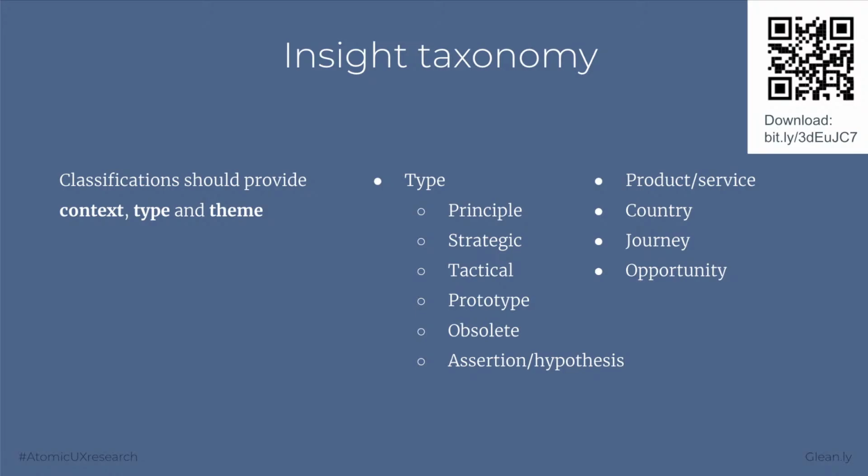And of course, that can often have a big influence on the classification and the taxonomy as well. So, for example, we would likely want to have a type when we have an insight. What I mean by that, and you can see some examples, is principle, strategic, tactical, obsolete, and assertion or hypothesis. What do each of those mean? So principle is an insight that affects the whole organization. A strategic insight is specific to maybe a particular team or feature, but it's guiding our wider thinking. Whereas a tactical insight is more likely to be specific to just that part of the experience or that feature, such as the position of a button or something like that.